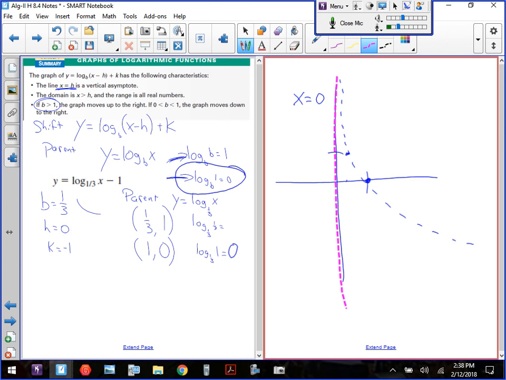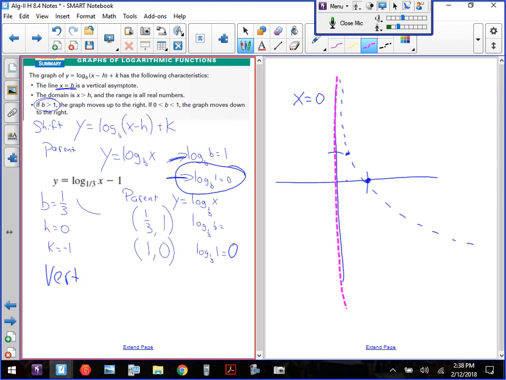No horizontal asymptotes, just a vertical. Okay? It's just a vertical asymptote at h, whatever your value of h is. You always have a vertical asymptote at x equals h. Always. In this case, it's 0 because there's no h value.